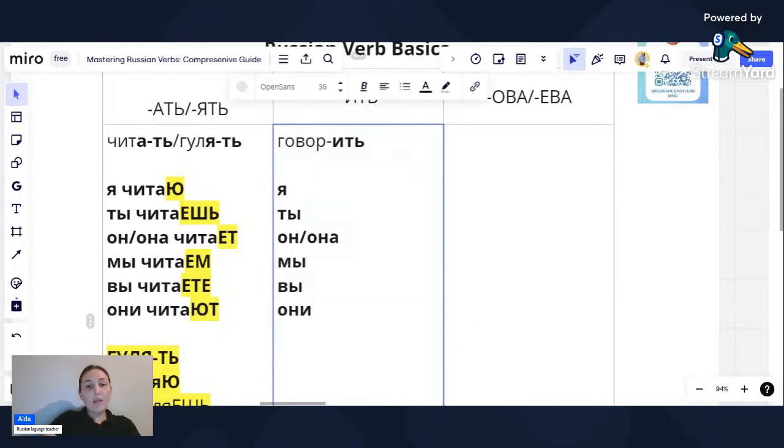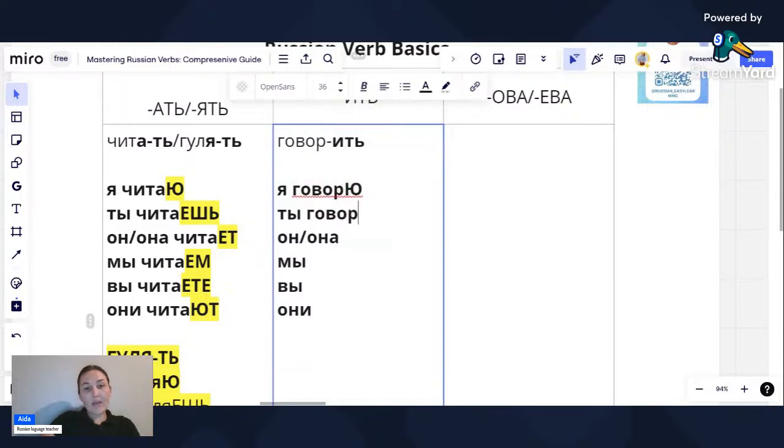Okay, now let's change this verb. Говорить means to speak. Я говор. So we use this part, говор. We don't use this ending. We cut this ending, okay? And then we put personal ending. Я говорю. Then ты. Ты говоришь.